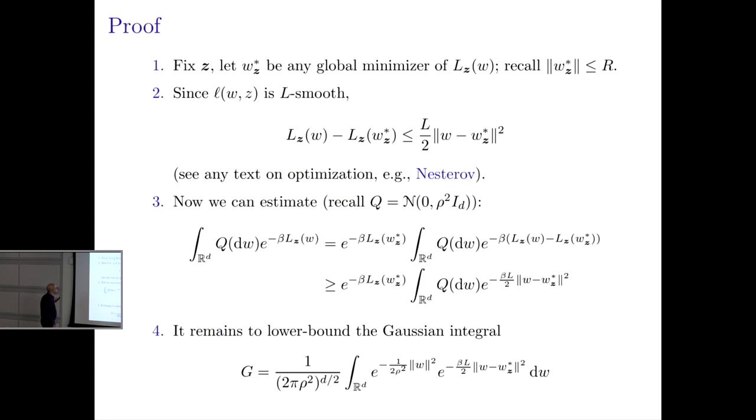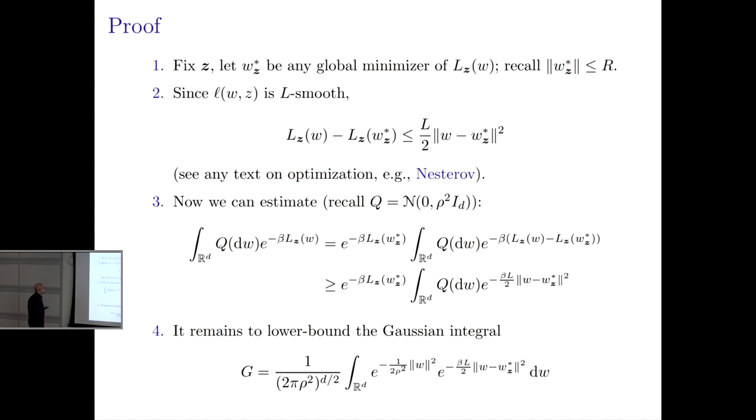So fix Z, the data set, and let W star Z be any global minimizer of the empirical risk. And remember that, by our assumption, the norm of that W star Z is less than R. And then we assume our function is L-smooth, meaning that its gradient is L-Lipschitz. And then if you crack open any textbook on optimization theory, smooth optimization, there's an inequality that gives you control on the first order Taylor expansion of a smooth function around any point.